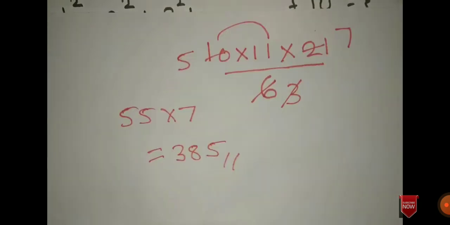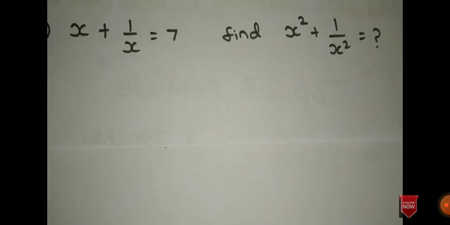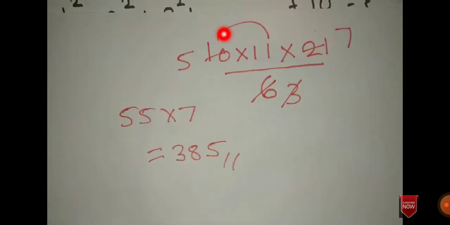So when you multiply 55 into 7, you'll be getting 7 5s are 35, 38. So you'll be getting an answer as 385. Okay. So once again I repeat, you have to put 10, and the next number is 11. You have to add these numbers. You will be getting this number. Just divide it by 6. So same thing for all the problems which we saw previously.